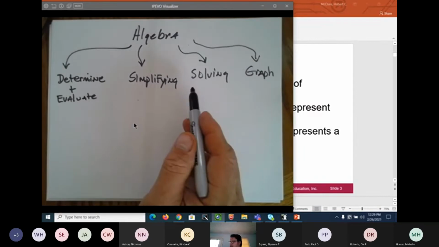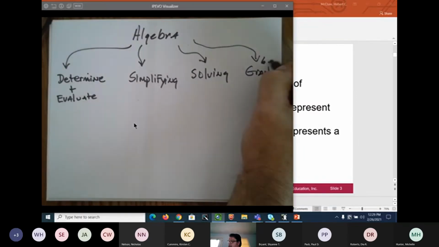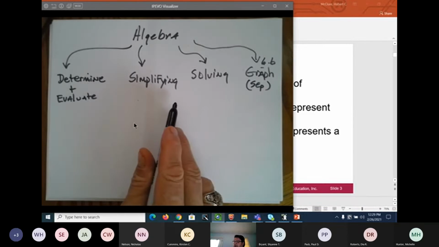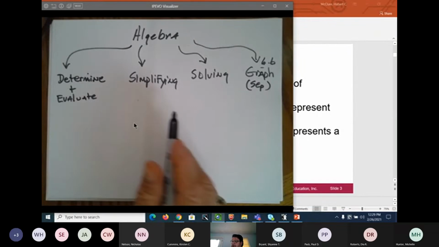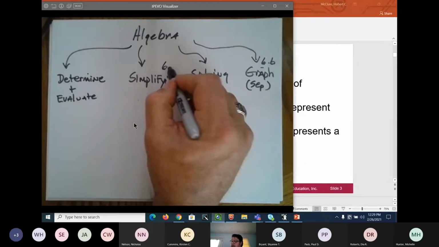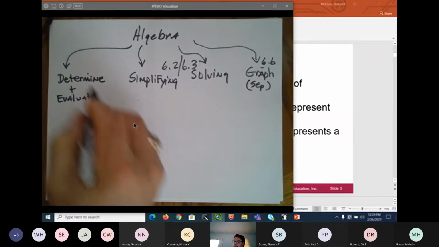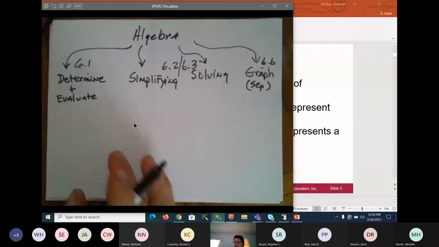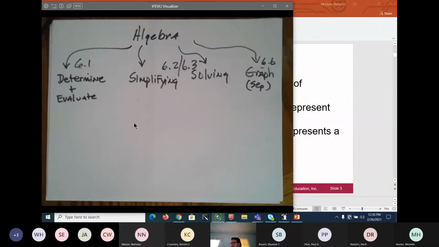I think this is 6.6. We're going to do this one separately. You'll have a separate test on this. Solving and simplifying, that's like 6.2, 6.3, and 6.4, but it's mostly 6.2 and 6.3, those two. And of course, this is 6.1. So there are different parts of algebra, and I just wanted to show you that because we haven't even covered the first part.